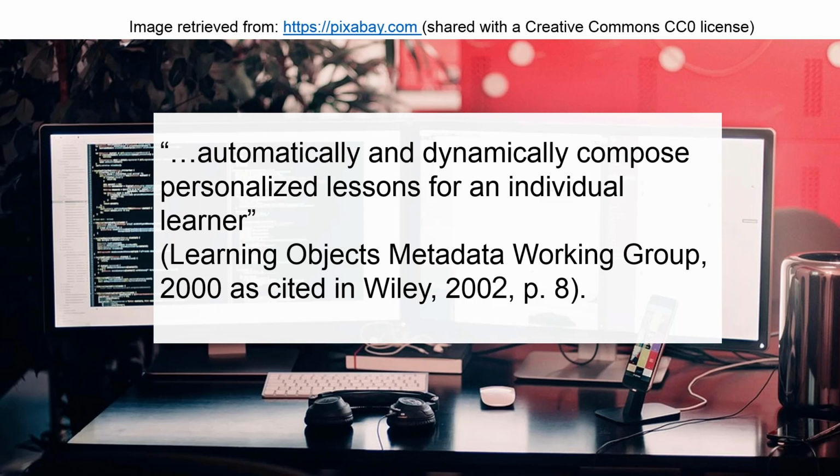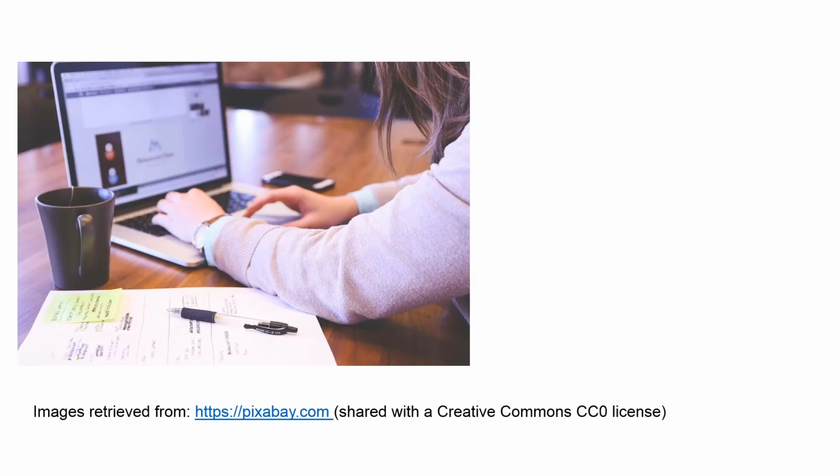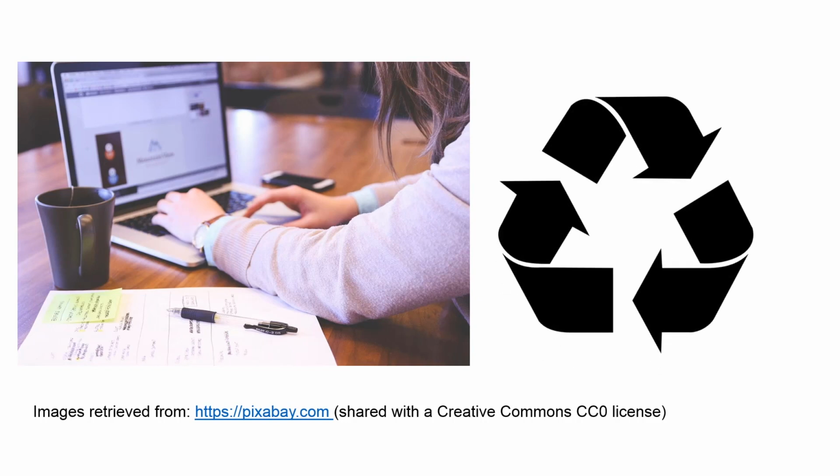A problem that Wiley referenced is that no instructional design information was identified by the Learning Objects Metadata Working Group that was defining standards for learning object metadata, and that was taking place in the early 2000s. The second issue, granularity, is related to the potential for learning objects to be reusable. Wiley explained that a key question facing designers would be, how big should a learning object be?